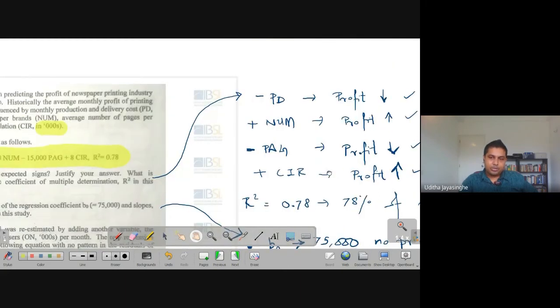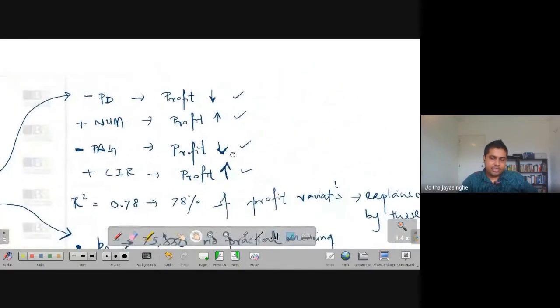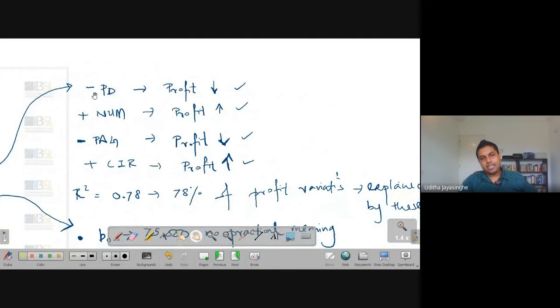This is my proposed answer. I have put the negatives and positives in front of these individual variables, and we are going to discuss what happens to the profit with each sign. Negative PD means when PD, the cost of production and delivery, is increasing, your profit is going to go down. That's why the negative sign is used, so I'm going to agree with that.